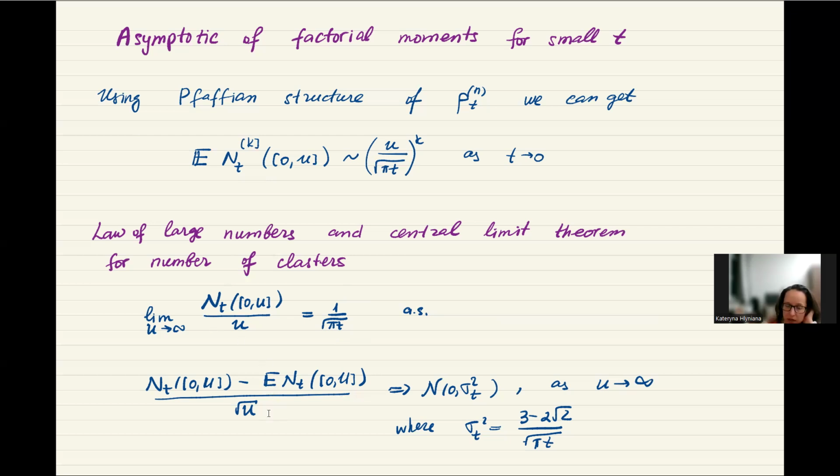And we get the result that an analog of the central limit theorem takes place: the number of particles on the interval 0 to u is close to its expectation, and if you normalize with the square root of u, you will have in the limit a Gaussian distribution with some fixed variance. Here also in the form of the variance you can see how it depends on our time t. For example, for small t, the variance will be huge, and it behaves like 1 over the square root of t.